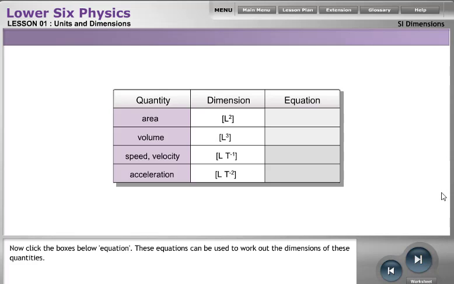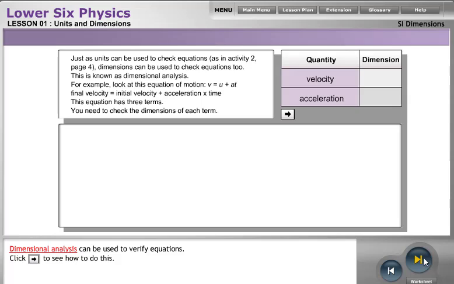Now click the boxes below equation. These equations can be used to work out the dimensions of these quantities. Dimensional analysis can be used to verify equations. Click the play button to see how to do this.